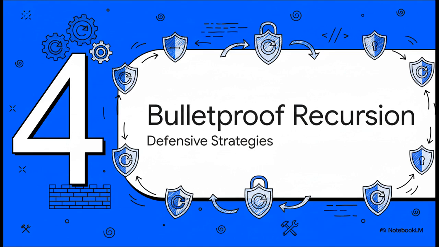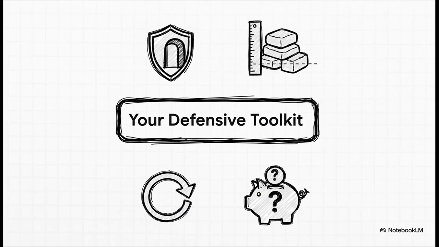Well, let's build our defensive toolkit. The key here is to be proactive. So here are 4 defensive strategies. First, always validate your inputs. Don't let a negative number send your function on an infinite journey. Second, know the limits of your environment. Python, for example, gives up after about 1,000 recursive calls.